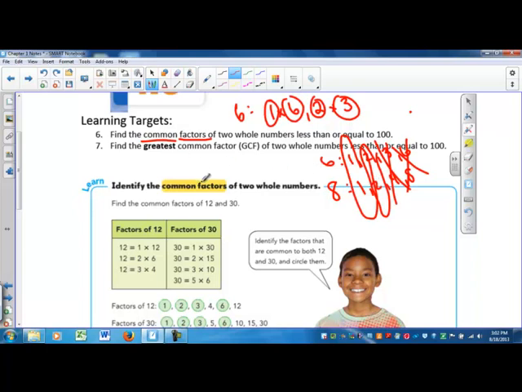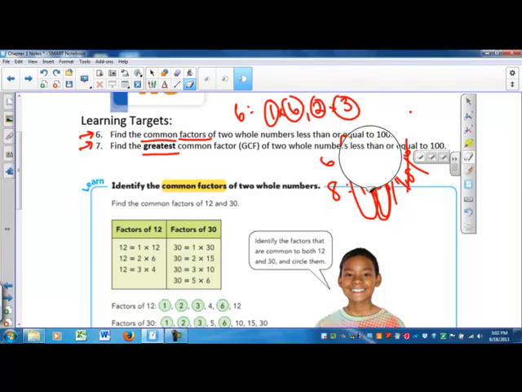So what are the common factors here? They have the common factor 1 and the common factor 2. That's all Learning Target 6 is: just identifying common factors. Whereas in Learning Target 7, we're going to talk about finding the greatest common factor. The greatest common factor over here would have been 2. It's just the biggest common factor that two numbers share. So that's all this is.